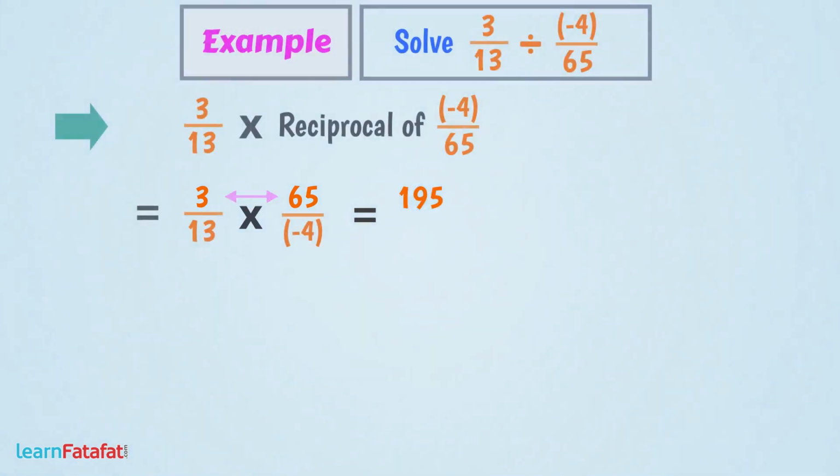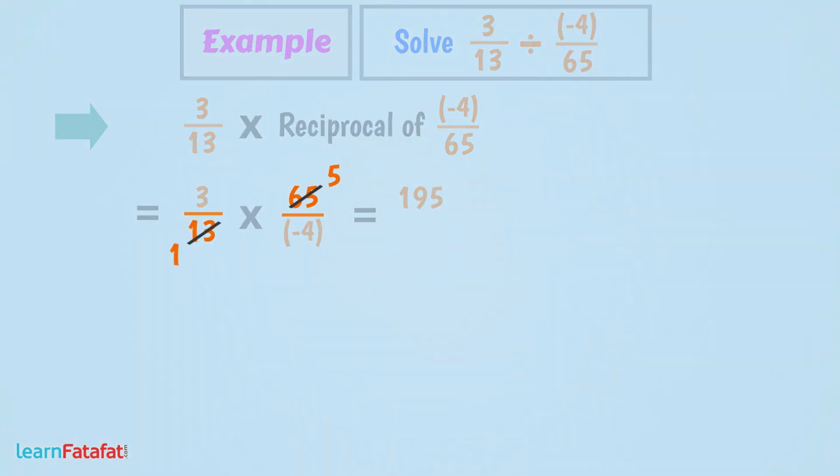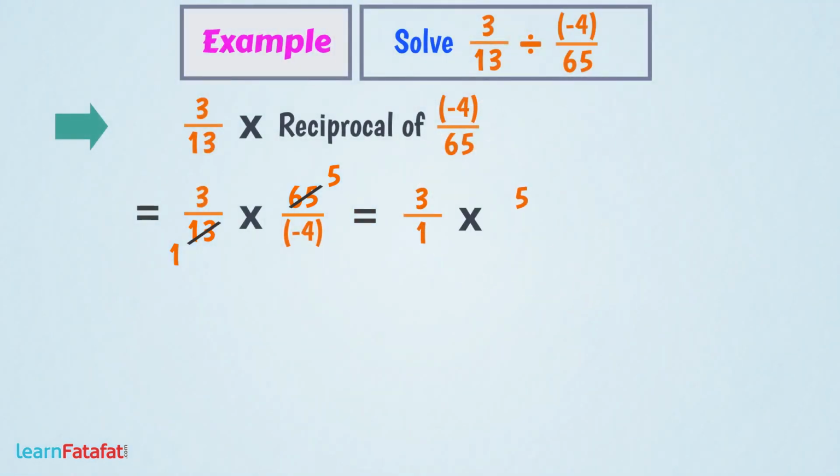However, if we observe the numbers closely, then we find that 65 is divisible by 13. So before multiplying numerators, we can simplify the expression by dividing 65 by 13. It helps us in two ways. We do not arrive at big numbers with which further calculations become difficult, and it also helps to save time in calculations. Here, 65 divided by 13 is 5, so we write 5 at the numerator. Now the expression becomes 3 into 5 upon -4.